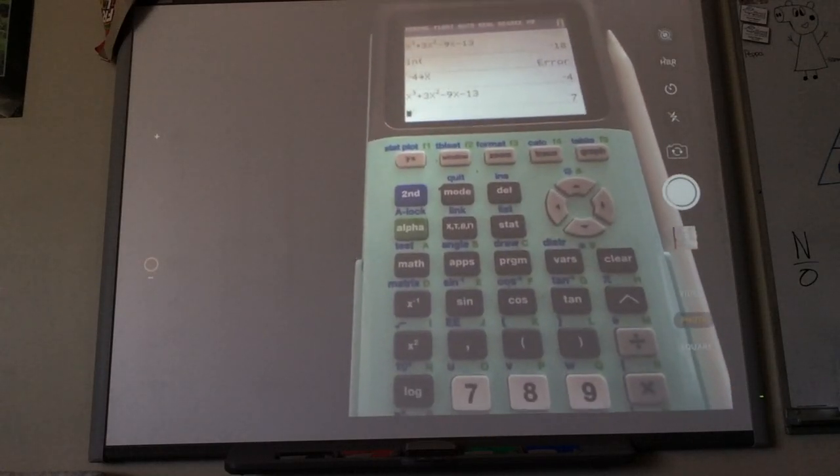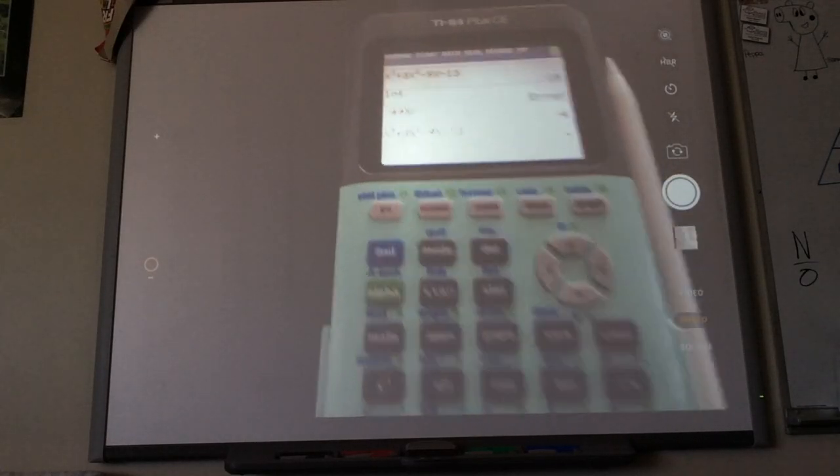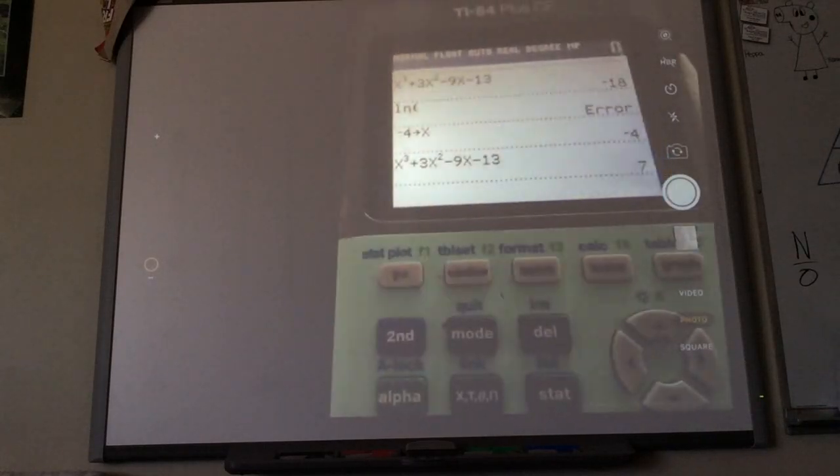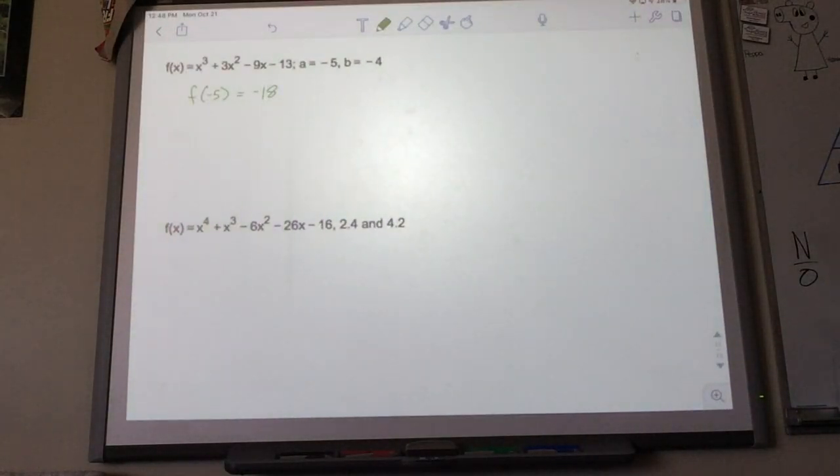Okay, so when I plugged in that -4, I got a 7. So that's a positive answer. So if I got a negative answer and then a positive answer, that means that there has to be a 0 between those. I can show you the store function after, but that's how you can check every one of those problems last section. Okay?